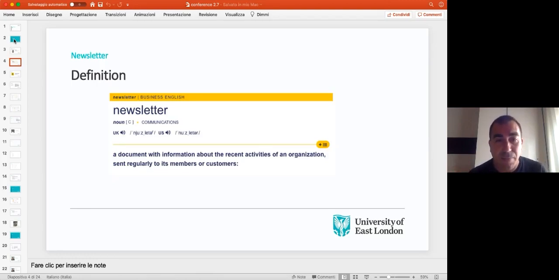What's a newsletter? It's a document I got from the web yesterday, so it's absolutely basic. It's a document with information about the recent activities of an organization sent regularly to its members or customers. So using the newsletter, we are giving information to people. It's obvious that you have to follow some basic rules. You have to know who you are sending the information to.